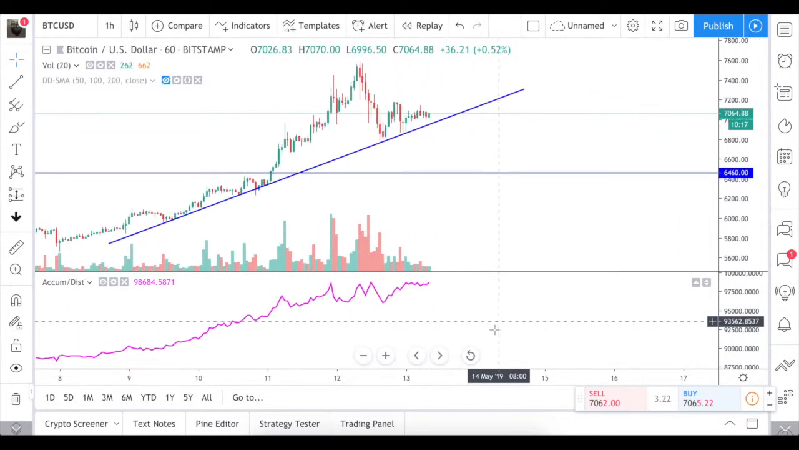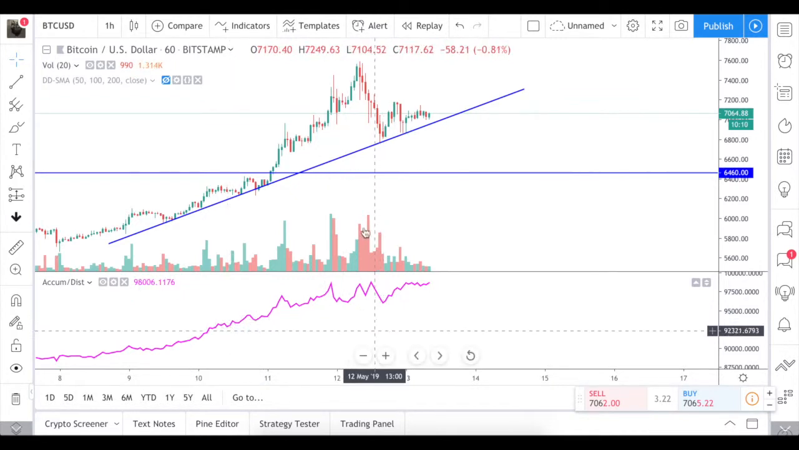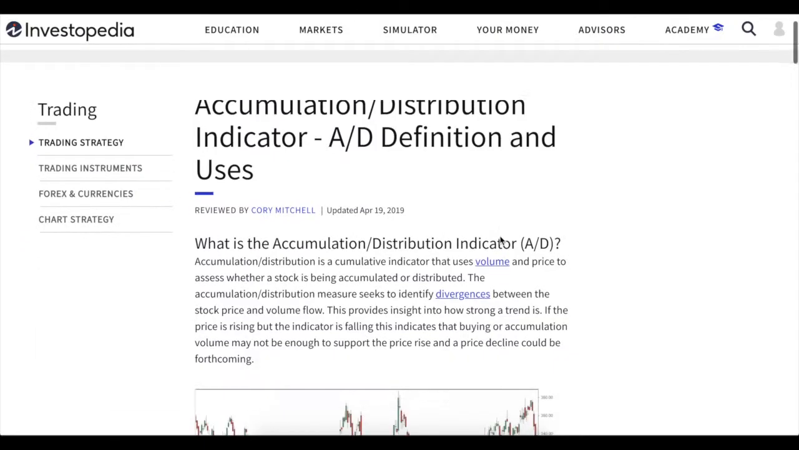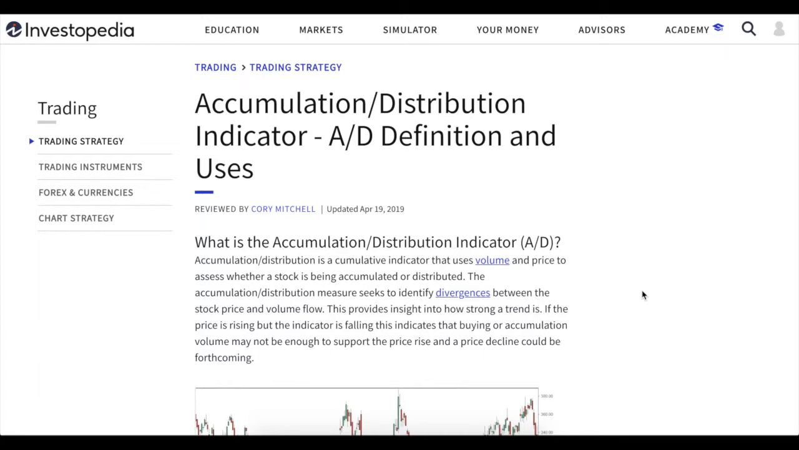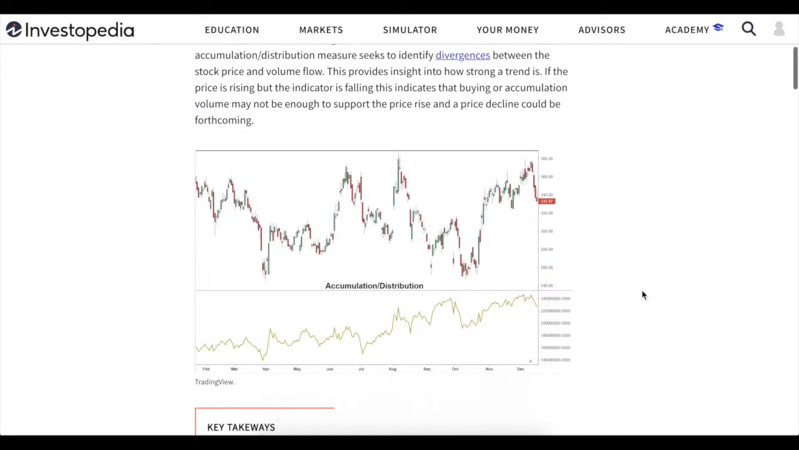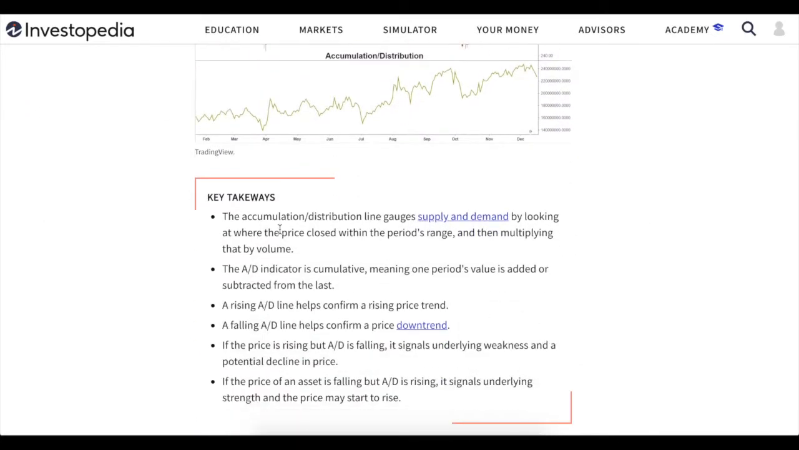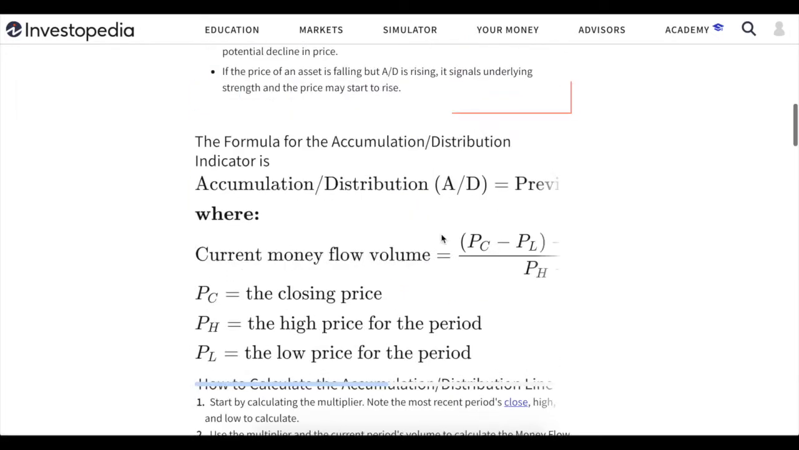And what I was going to show you today is an indicator called the accumulation distribution indicator, and basically it includes the volume in the formula defining the price behavior, and in this way it is sort of estimating the supply and demand in the market. Here is the formula.